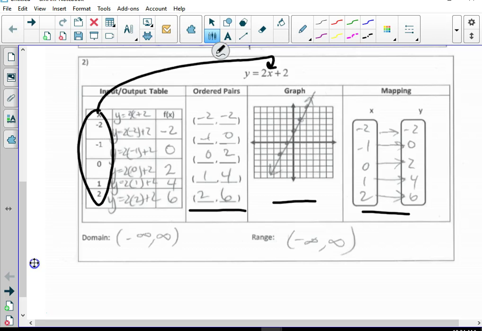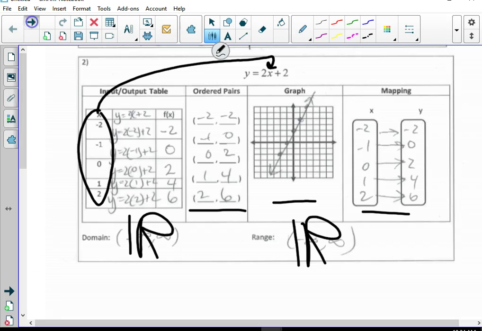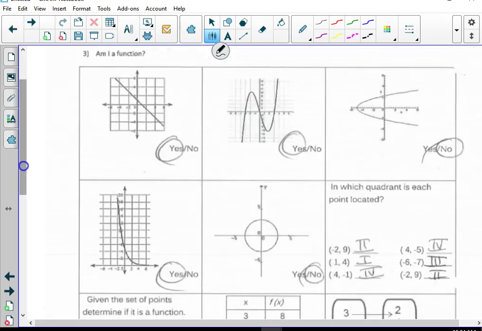The domain, this is a little bit different for you guys. The domain is all real numbers. Domain, range. It's going left and right forever. It's going up and down forever. Am I a function? This is the vertical line test. So you simply do this a couple times. Yes, it is.